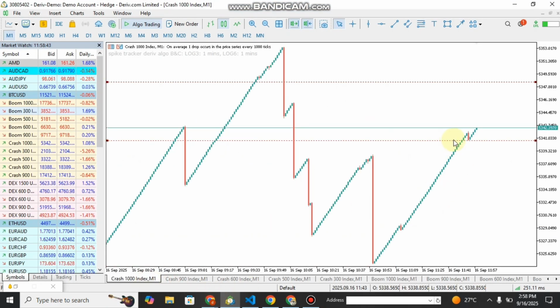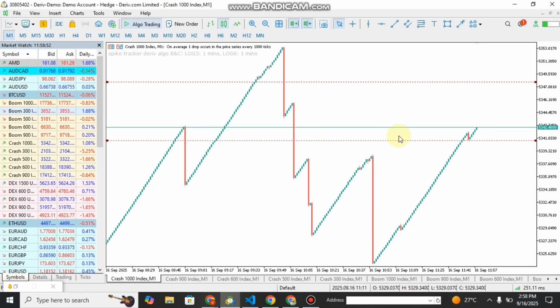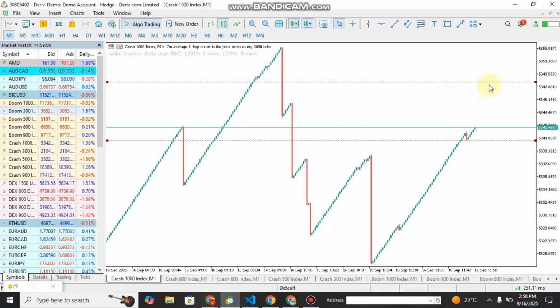We put the first position after the first entry, and after every three candles, we add a new position. After 1, 2, 3, a new position. 1, 2, 3, add a new position. 1, 2, 3, another position. Three candles, you add a position.